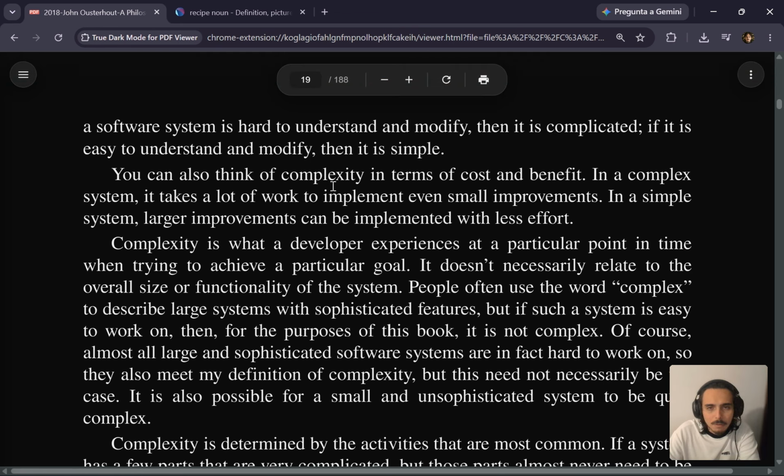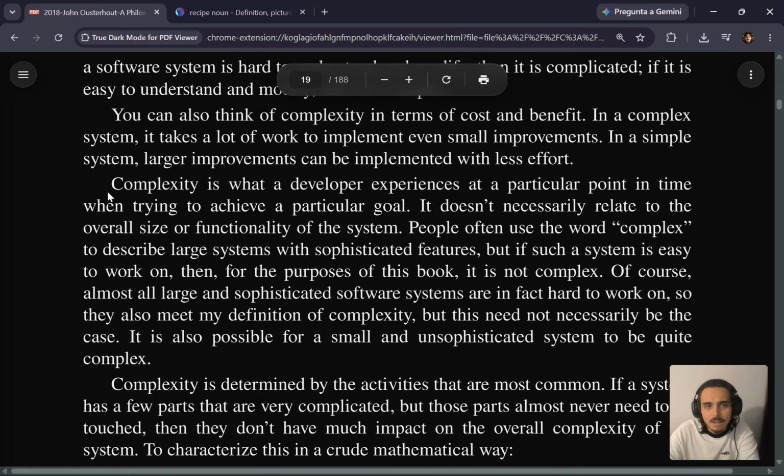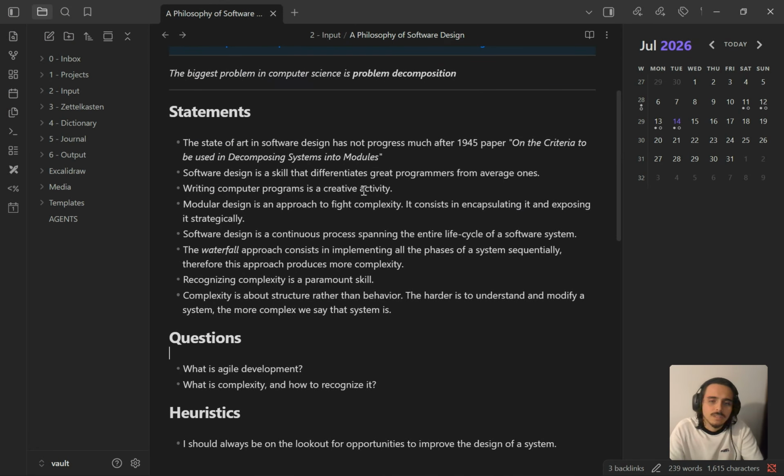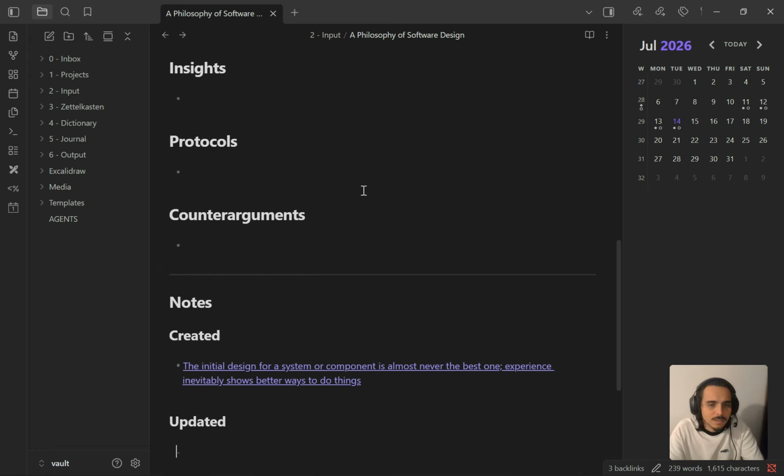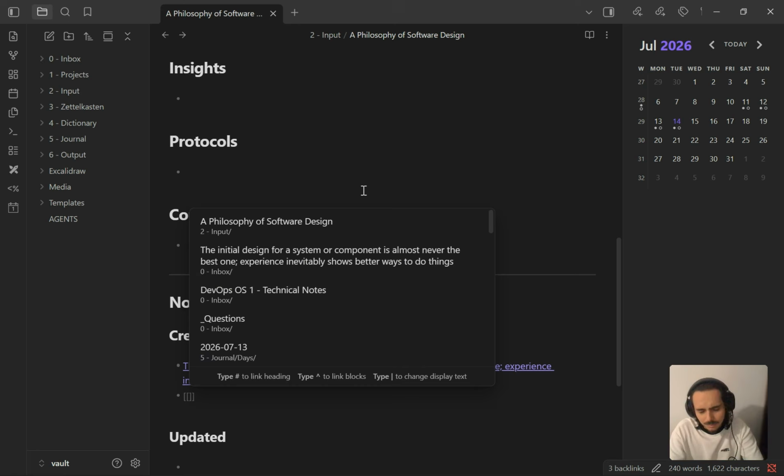You can also think of complexity in terms of cost and benefit. In a complex system, it takes a lot of work to implement even small improvements. Yeah, I would like later to write a custom note about this. Cost and benefit in a complex system. I want to write something about this property, this relationship.